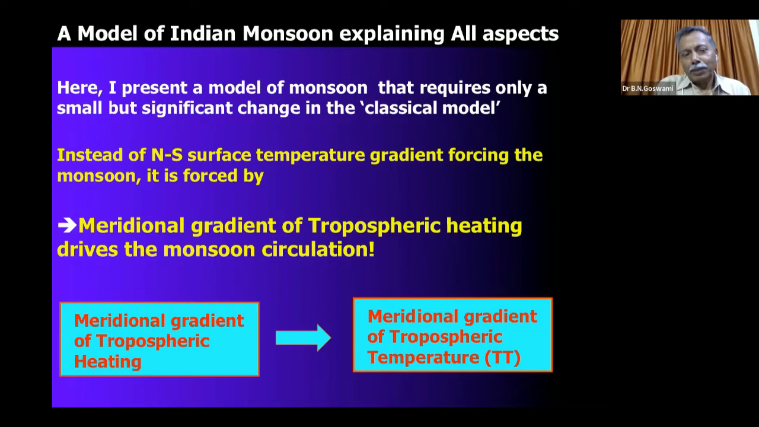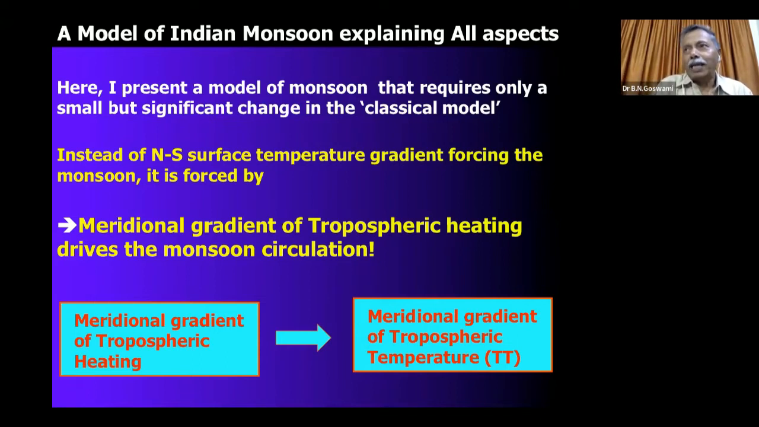if I change the classical model by a small modification, instead of saying that the north-south surface temperature gradient forces the monsoon, it is forced by the meridional gradient of the tropospheric heating that drives the monsoon circulation. The meridional gradient of the tropospheric heating is of course manifested in the meridional gradient of the tropospheric temperature itself. Heating is something that we cannot measure on a day-to-day basis, not a directly measurable quantity.